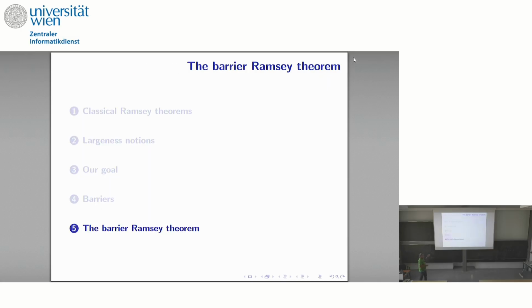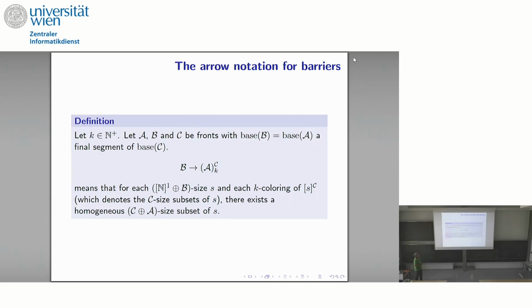And then I get to what we can do: we can prove this barrier Ramsey theorem. It's just a few slides now. So basically, I have to introduce an arrow notation for barriers now. I started from natural numbers, I moved to ordinals when I had the largeness notion, and here I do it for barriers as well. So let A, B, and C be fronts. For giving the definition, it suffices to be fronts, then I will apply it to smooth barriers. But if A, B, and C are fronts, there is some interplay between the bases. Basically, you can think that all have base in the natural numbers.